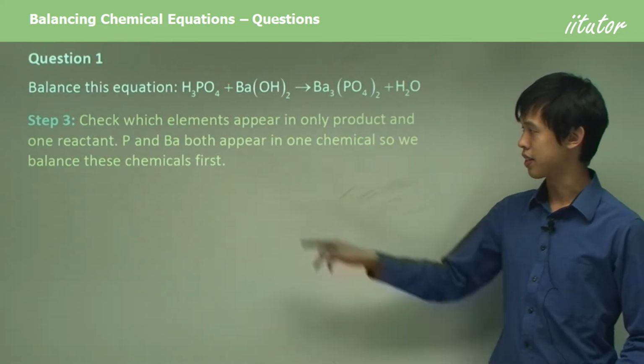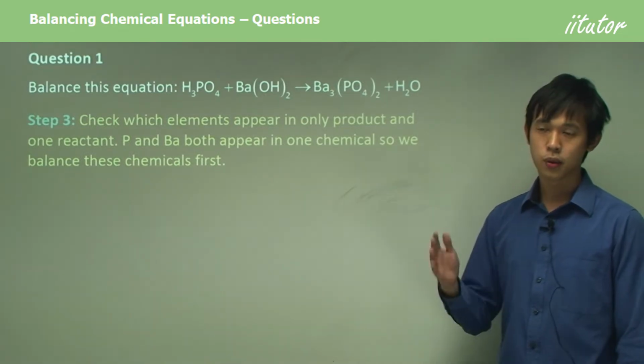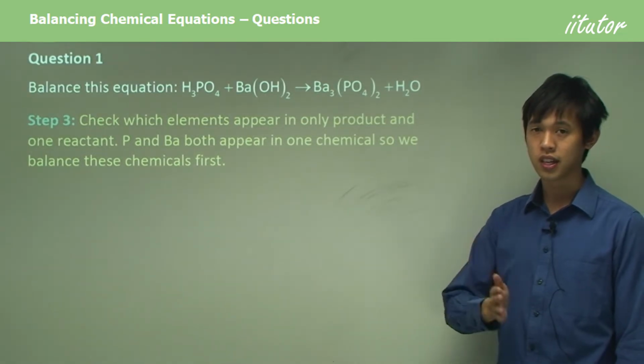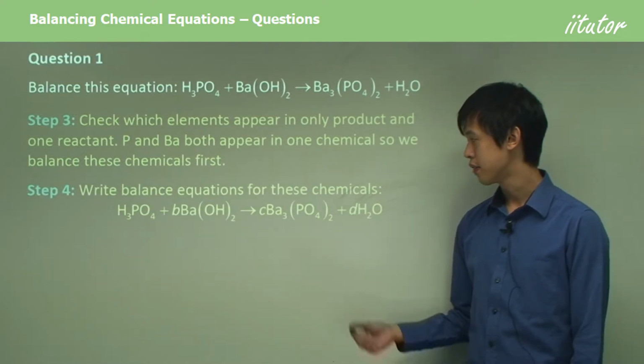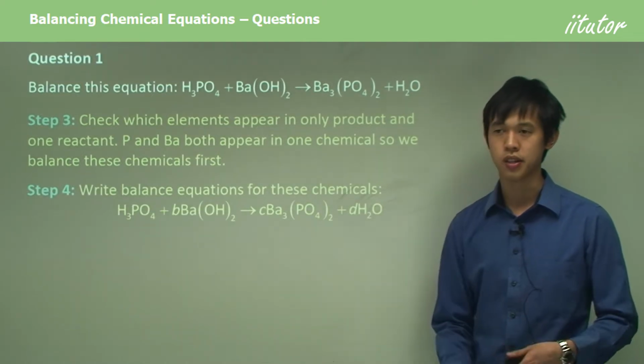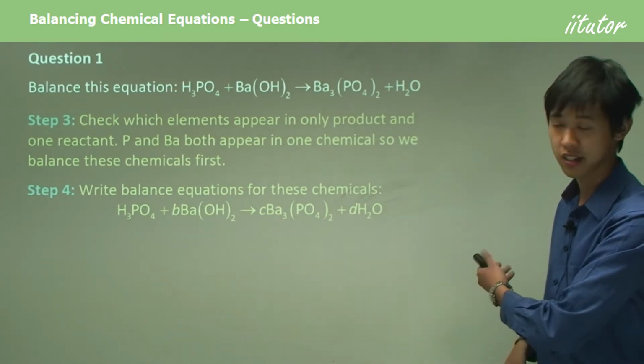So we can see P and Ba both appear in 1. So we balance these first. The ones that only appear once on either side, we balance first. So we write balance equations for these chemicals. We use the conservation of mass. We say the left-hand side has to equal the right-hand side.